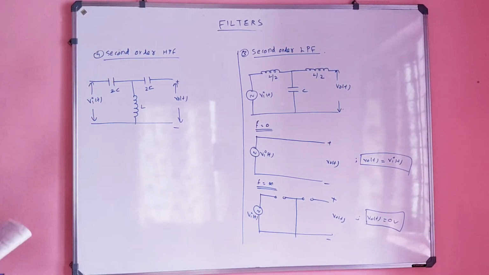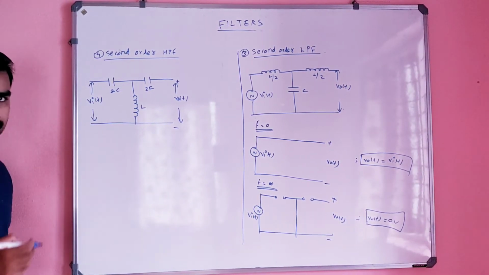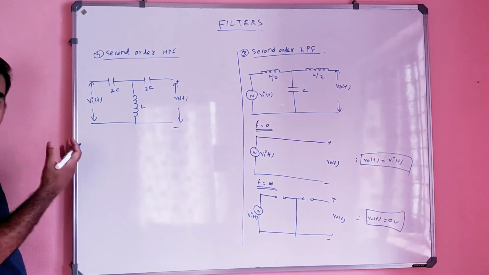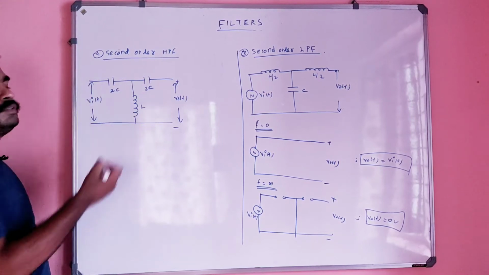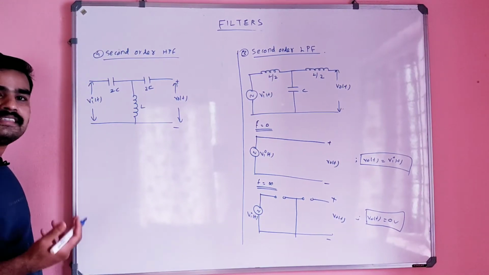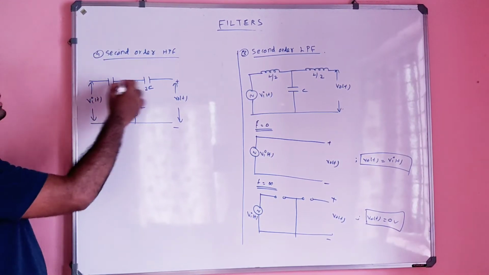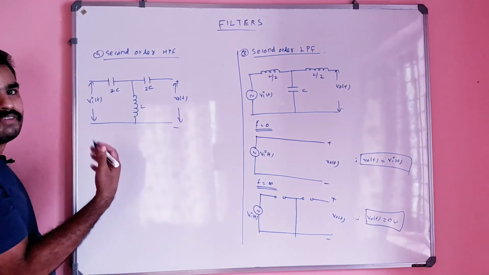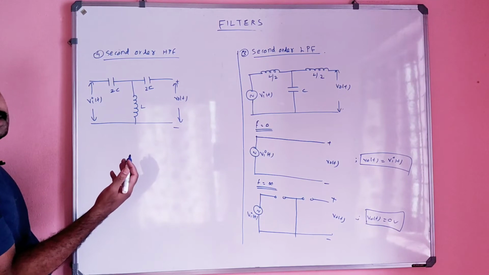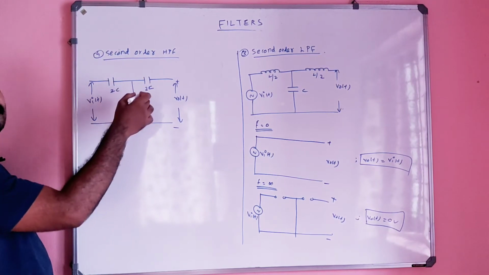See, this is the circuit diagram of a second order high pass filter. Let's check whether it is a high pass filter or not. Second order means there are two dynamic elements, one is L and one is C. These capacitors are in series, 2C plus 2C. If capacitors are in series, the effective value is like resistors in parallel: 2C into 2C divided by 4C.